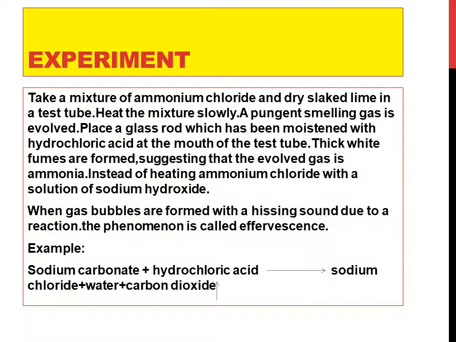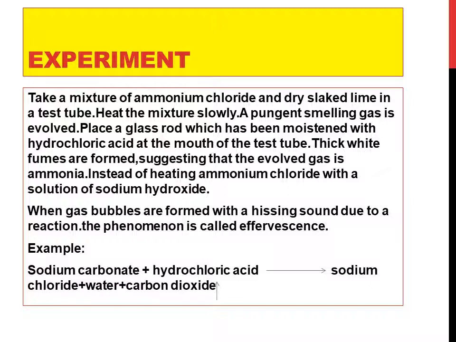Now we have a small experiment. Take a mixture of ammonium chloride and dry slaked lime in a test tube and heat the mixture slowly. A pungent smelling gas is evolved. So we have taken a mixture of ammonium chloride and dry slaked lime in a test tube and heated the mixture slowly. We see that a pungent smelling gas is evolved.